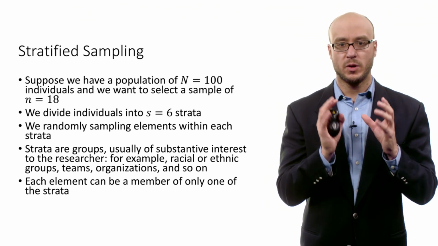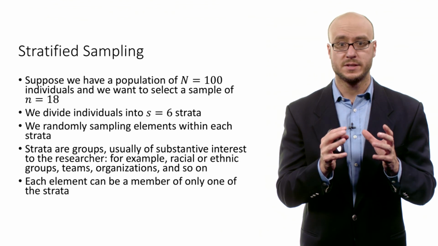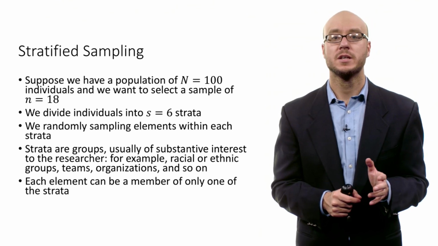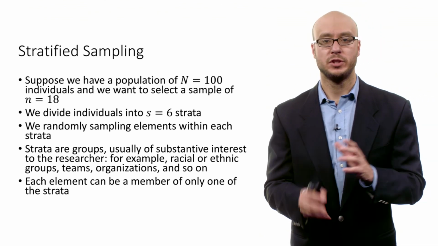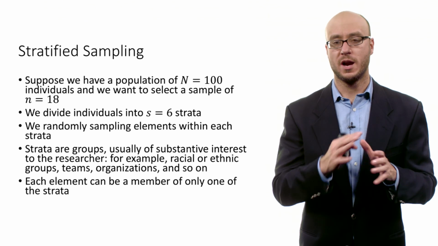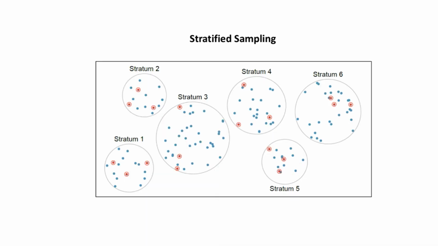The idea, though, or rather the point behind this is that each element, each individual, you can only be a member of one strata. So you can't be a member of 2 ethnic groups. You can't be a member of 2 teams or 2 organizations. That's sort of a requirement for this sampling procedure, the way it's set up.